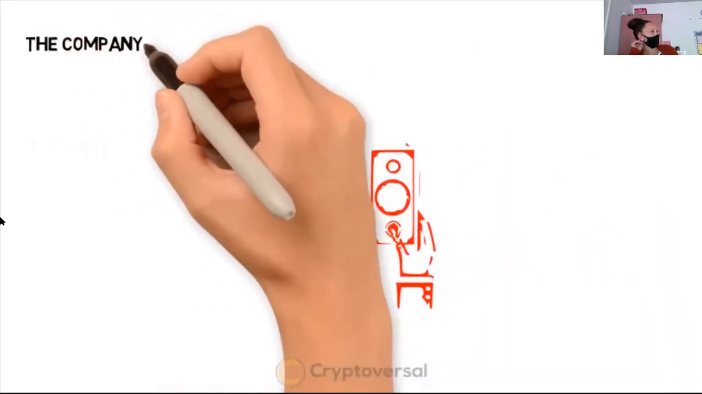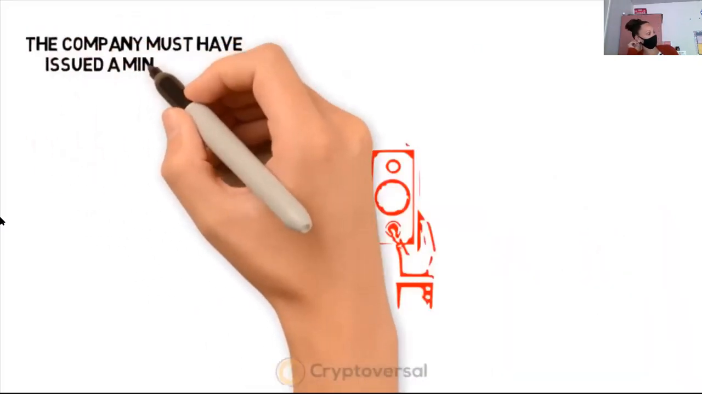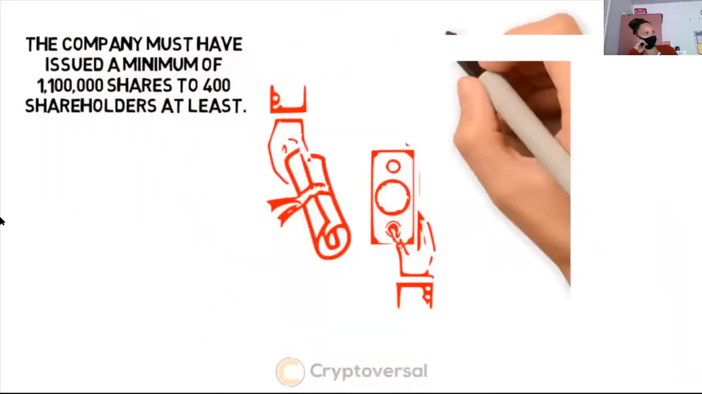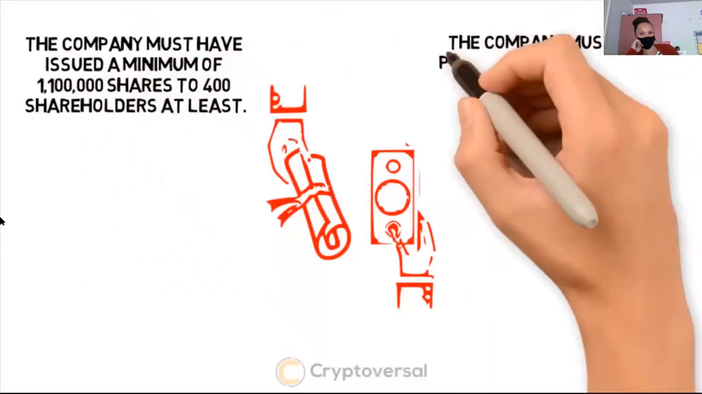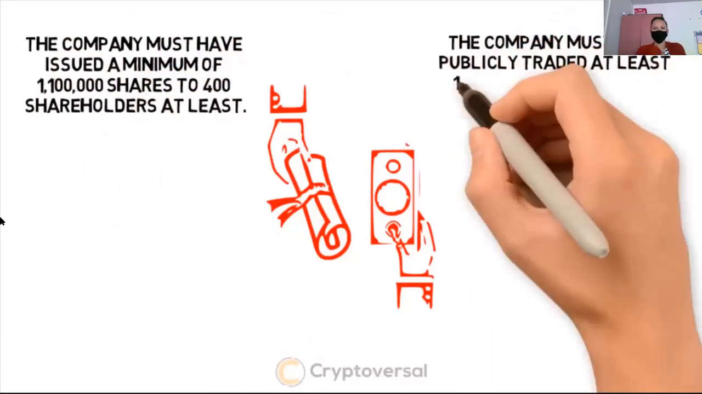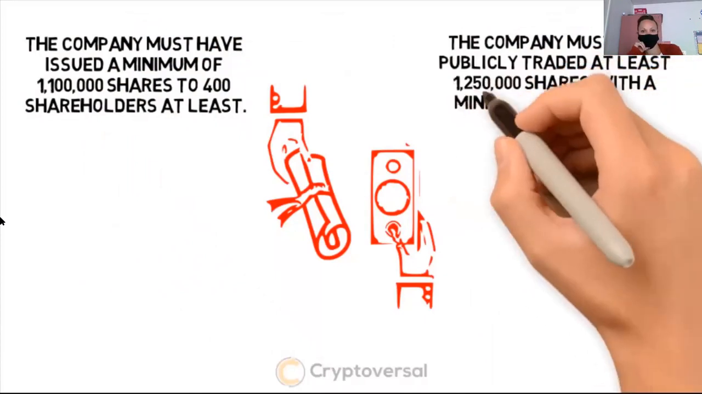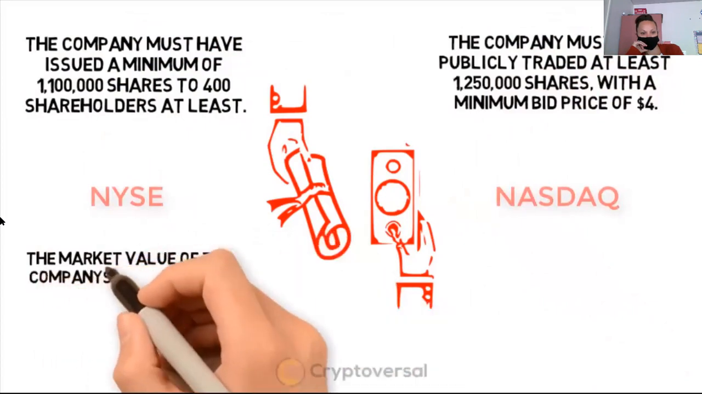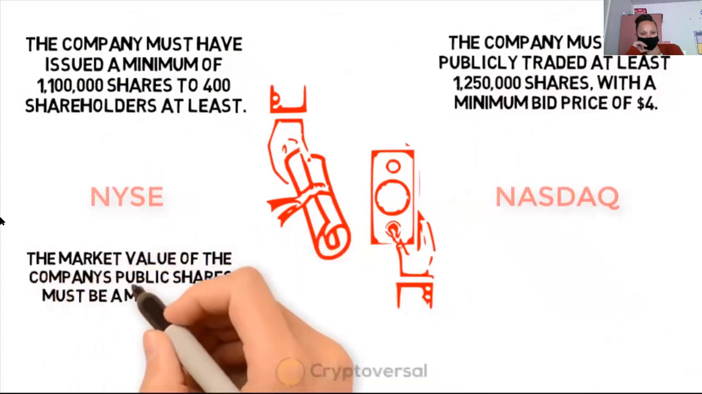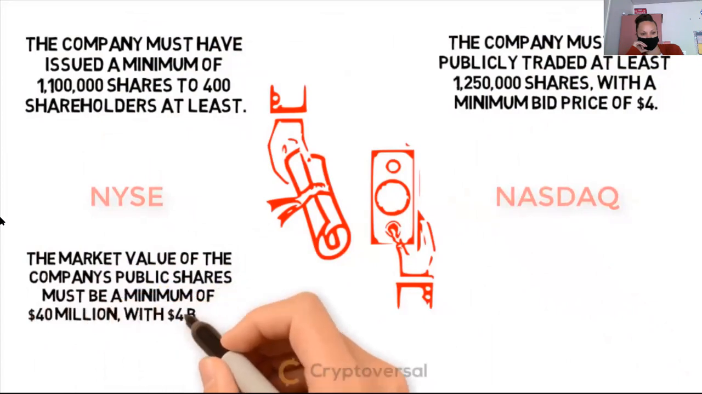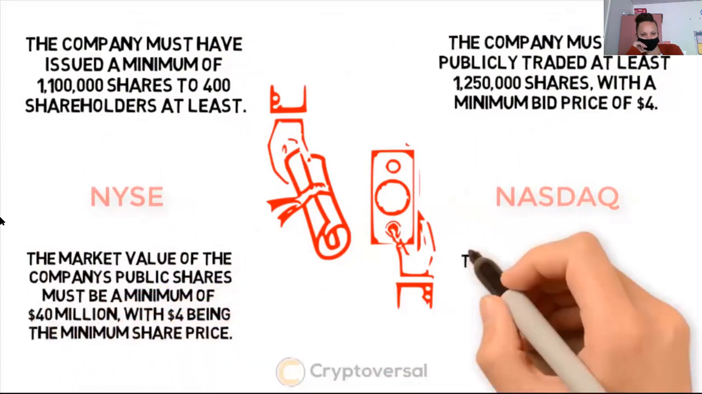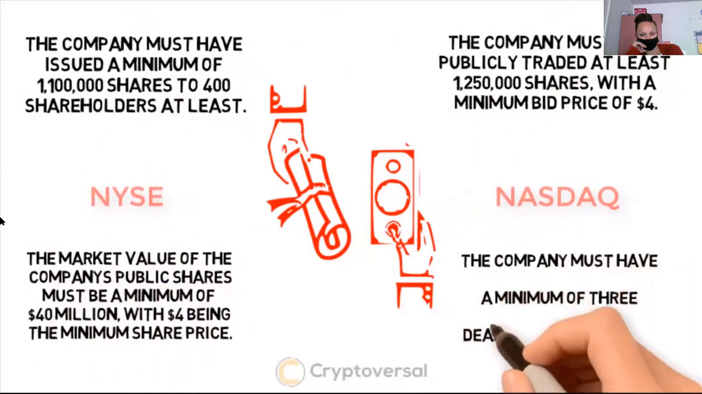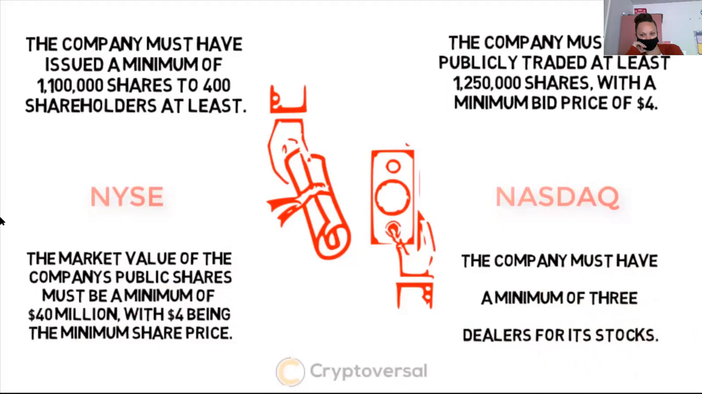In NYSE, the company must have issued a minimum of 1,100,000 shares to 400 shareholders at least. In NASDAQ, the company must have publicly traded at least 1,250,000 shares with a minimum bid price of $4. In NYSE, the market value of the company's public shares must be a minimum of $14 million, with $4 being the minimum share price. In NASDAQ, the company must have a minimum of 3 dealers for its stocks.